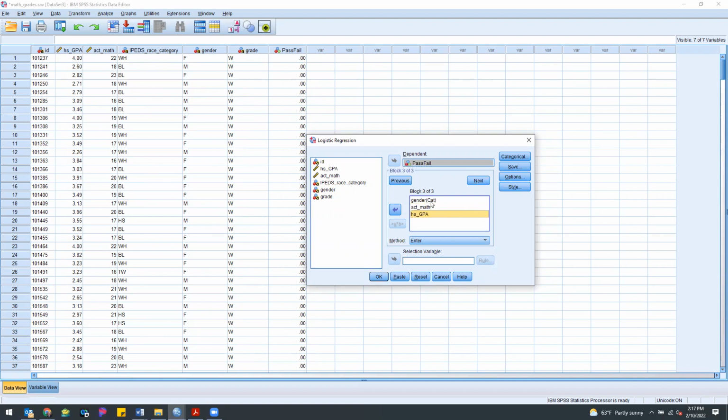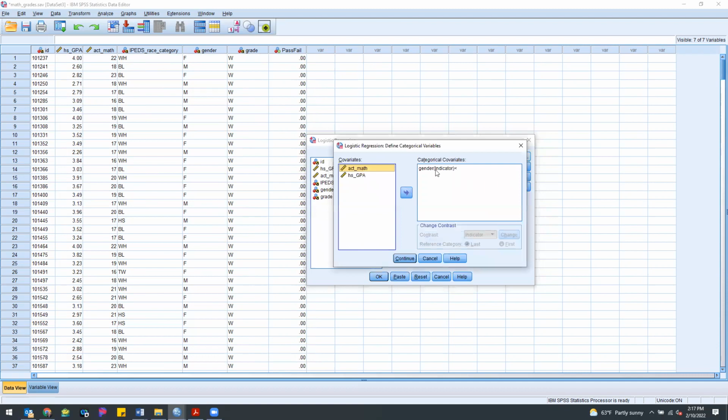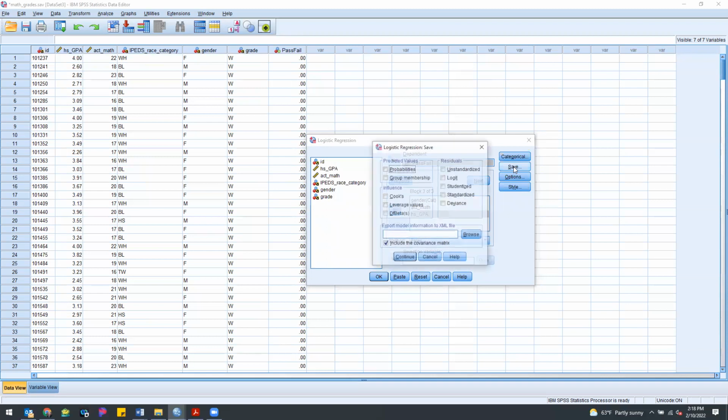Now that we've got all three of those in here, we do have a categorical variable, so we'll need to define what that is. And I like to keep the reference category for hypothetical, theoretical purposes. We'll use last, which makes females our reference category. So when we interpret the outcome, it's how likely it is for male students to pass in comparison to females. So continue if we're good with that.